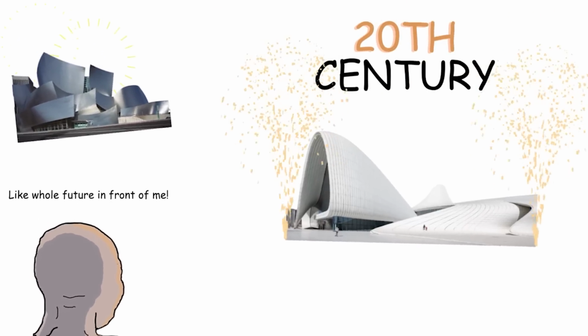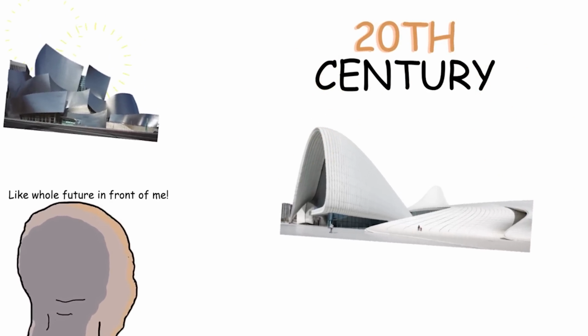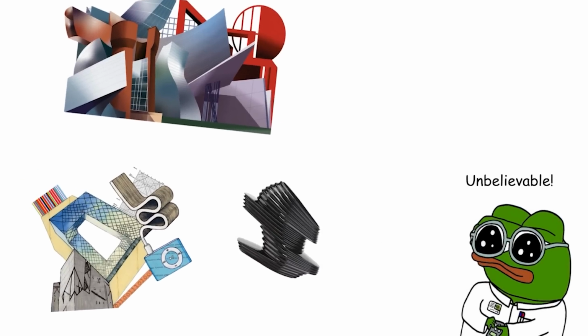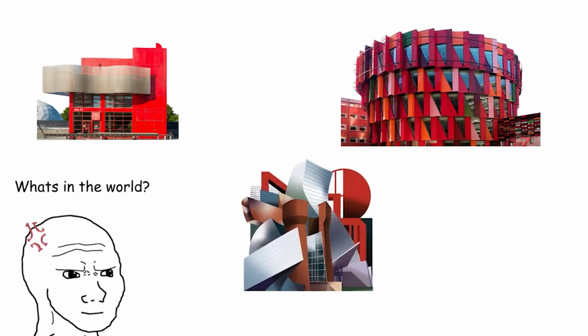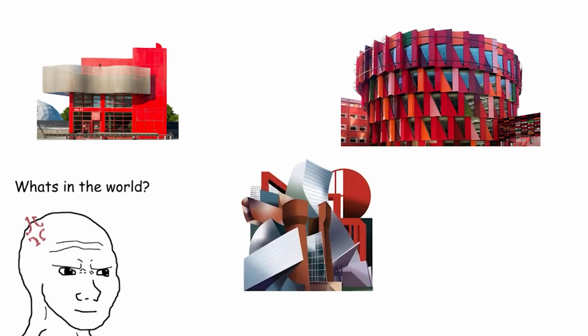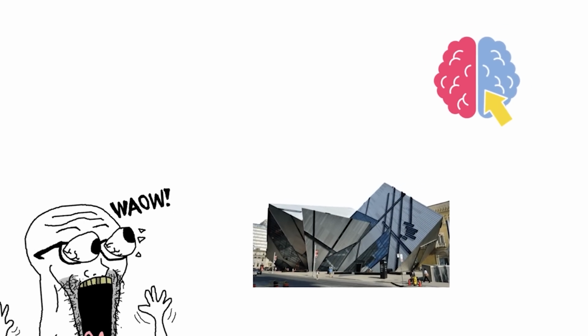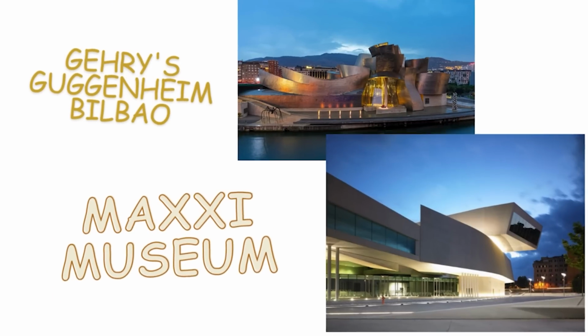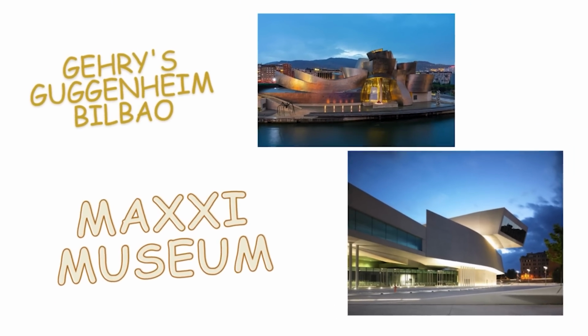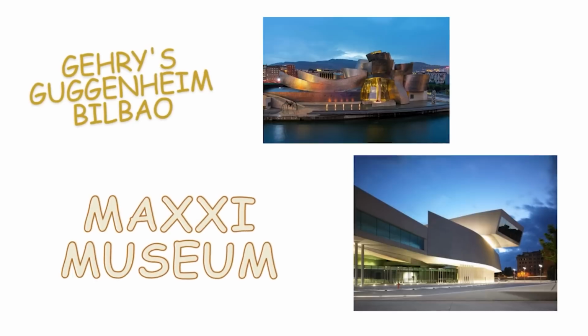Deconstructivism. Deconstructivism, a late 20th century architectural movement, challenges traditional harmony. Buildings appear fragmented, with elements seemingly defying gravity. Tilted walls, clashing materials, and unexpected angles create a sense of controlled chaos. Unlike classical forms, deconstructivist structures aim to surprise and provoke thought. Famous examples include Gehry's Guggenheim Bilbao and Hadid's MAXXI Museum in Rome.